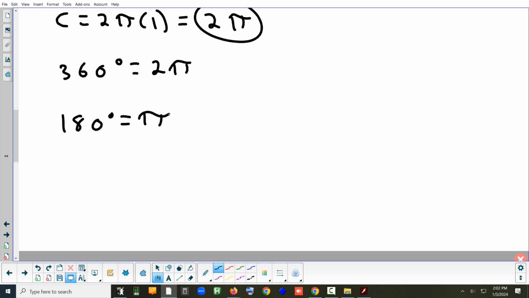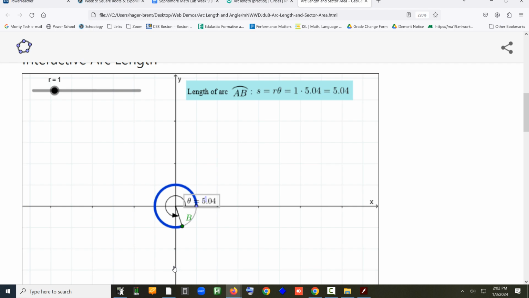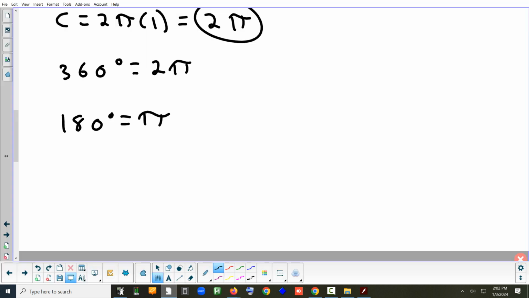And I can show you that. I'll go back here. 180 degrees is how far around the circle? Half. Let's go halfway around. Okay, that's as close as I can get it. And when I go halfway around, what number did I get for my arc length? Yeah, you got basically 3.14. I can't get it exactly right. Yep, 180 degrees is equal to pi, or 3.14.